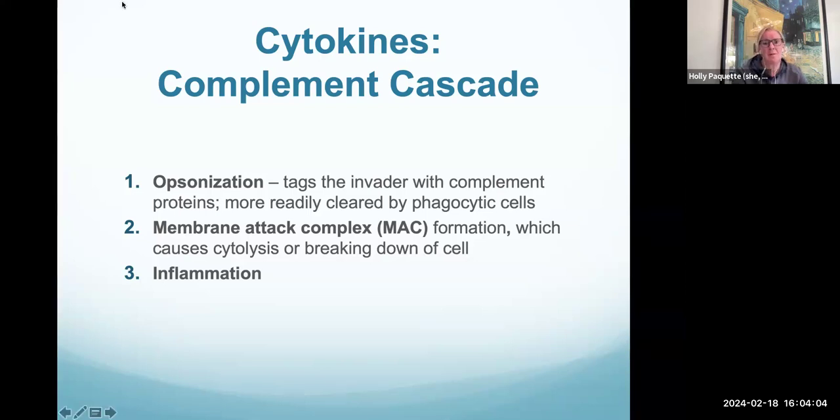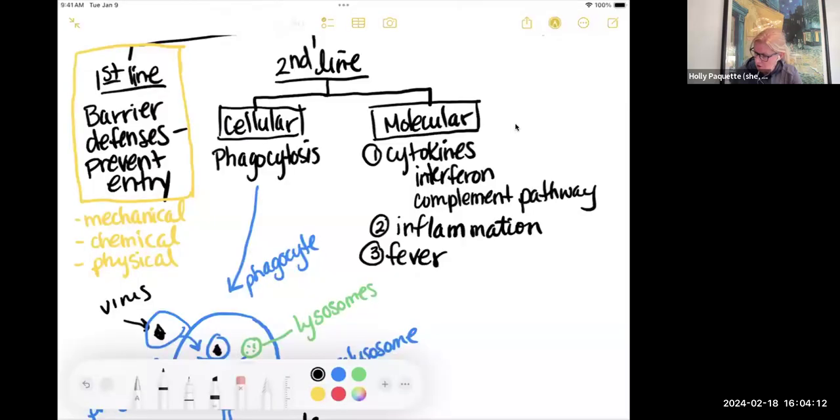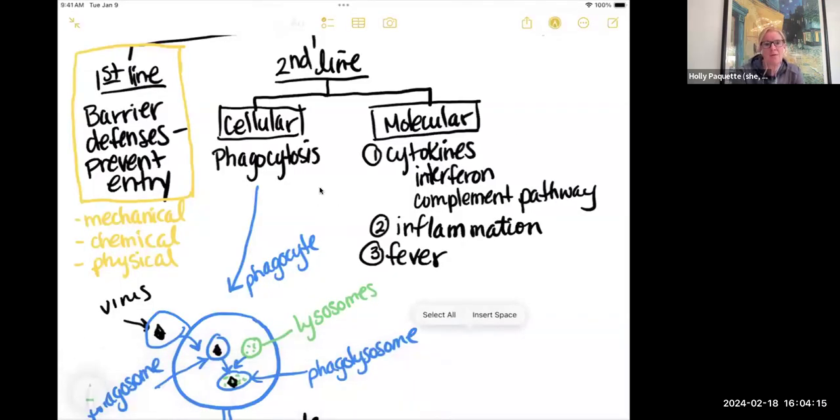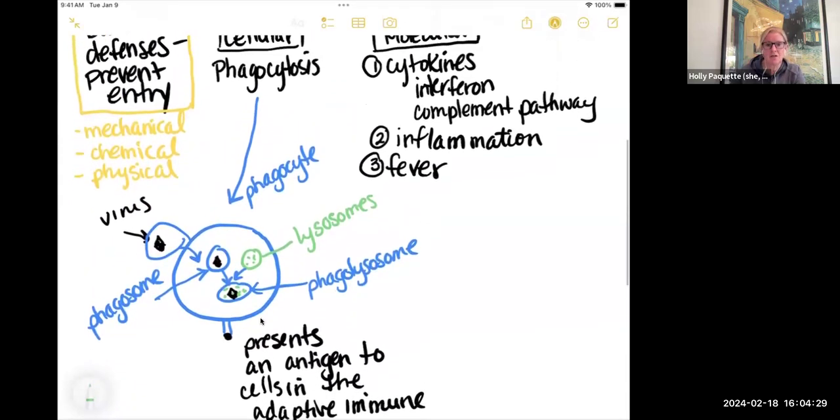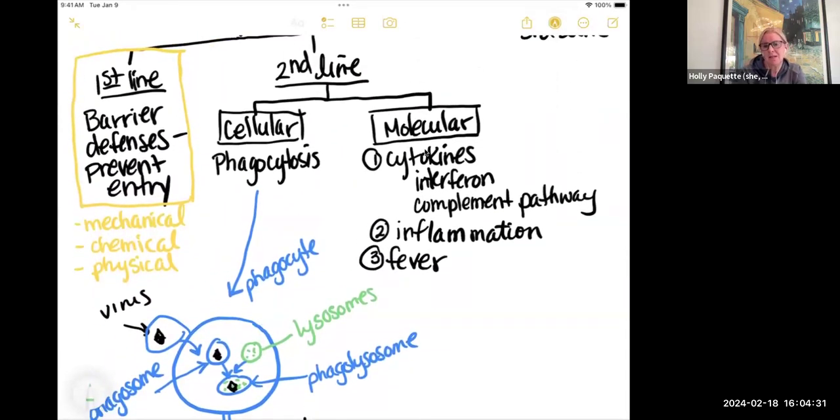So hopefully this gives you some idea. Again, if we go back to where we were on the whiteboard, we talked about the first line barrier defenses: the mechanical, chemical, and physical. We went to the second line, the cellular, which was really looking at phagocytosis, our phagocyte that was going to break it down. And then we've just done the molecular, the cytokines, where we talked about interferon and the complement pathway. The last two things I want to talk about are inflammation and fever.